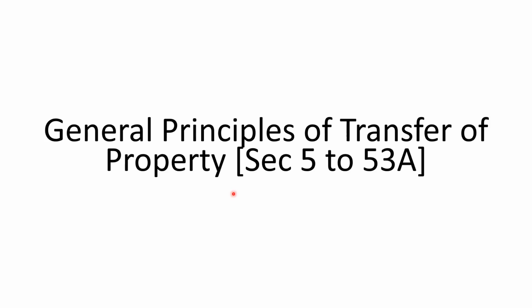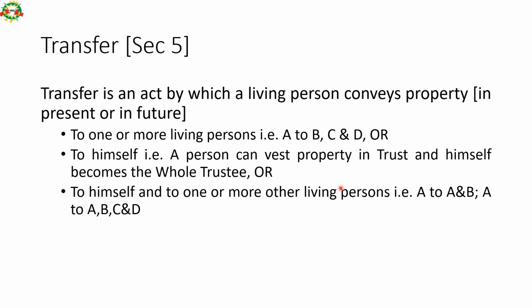So let us quickly move to the general principles of transfer of property, section 5 to section 53A. As per section 5, it talks about transfer. Transfer is an act by which a living person conveys property in present or in future to one or more living persons. For example, A to B, C and D. A transfers a property in the name of B, C and D, or to himself.